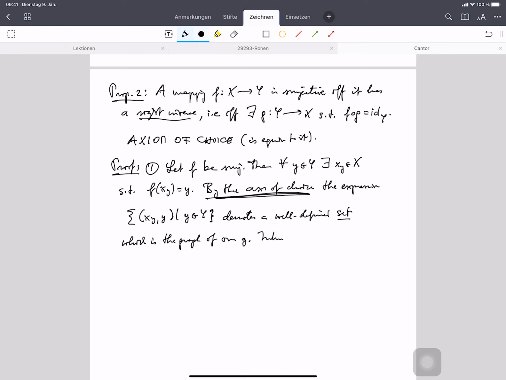Intuitively, g is the mapping which sends y to x_y. The problem is that this expression looks as if it described a set, but it does not follow from the other axioms of set theory that it denotes a set. By the axiom of choice, this is a set, and therefore it can be used as the graph of our g.